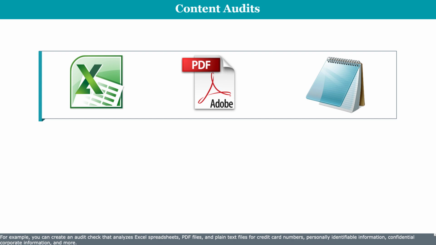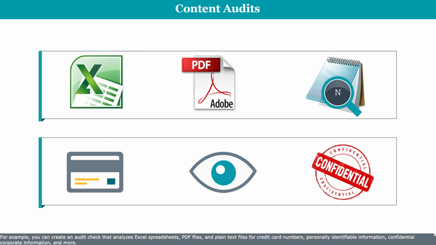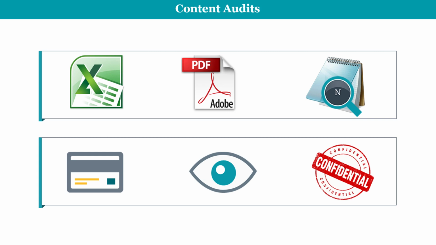Nessus can also analyze files for sensitive data. For example, you can create an audit check that analyzes Excel spreadsheets, PDF files, and plain text files for credit card numbers, personally identifiable information, confidential corporate information, and more.